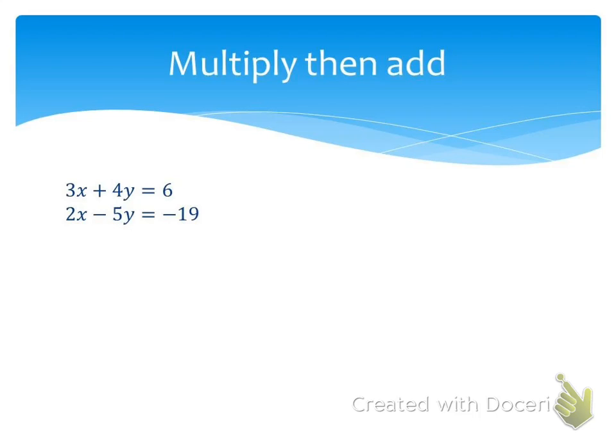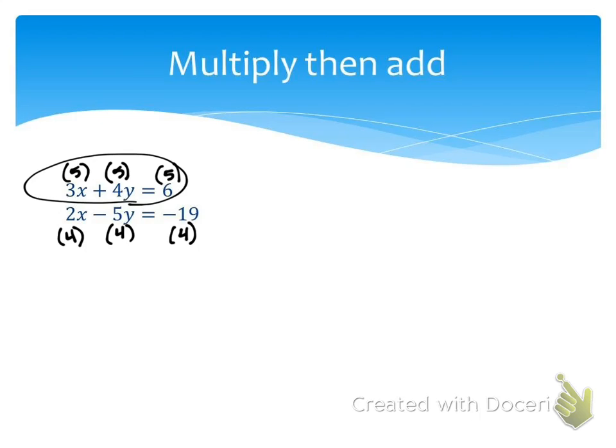Very good. So I ask myself, okay, what do I need to multiply 4 by to make it a 20? 5. Whatever I do to one thing, I have to do to everything in that equation. What do I need to multiply 5 by to make it 20? 4. Whatever I do to one thing, I have to do to everything in that equation. Now you say, hold on, you can multiply by different numbers? Yes, as long as that one equation is being multiplied by the same number. The second equation, you can multiply by a totally different number.